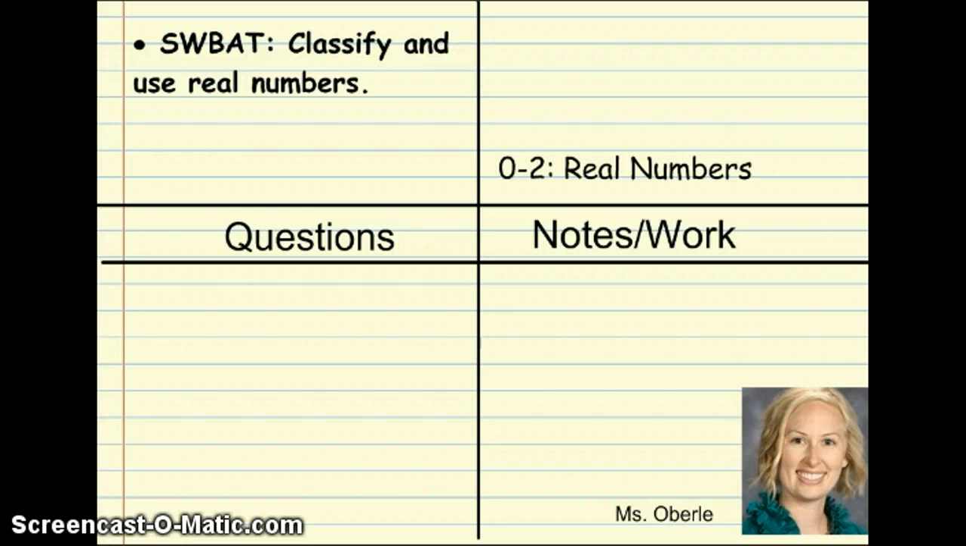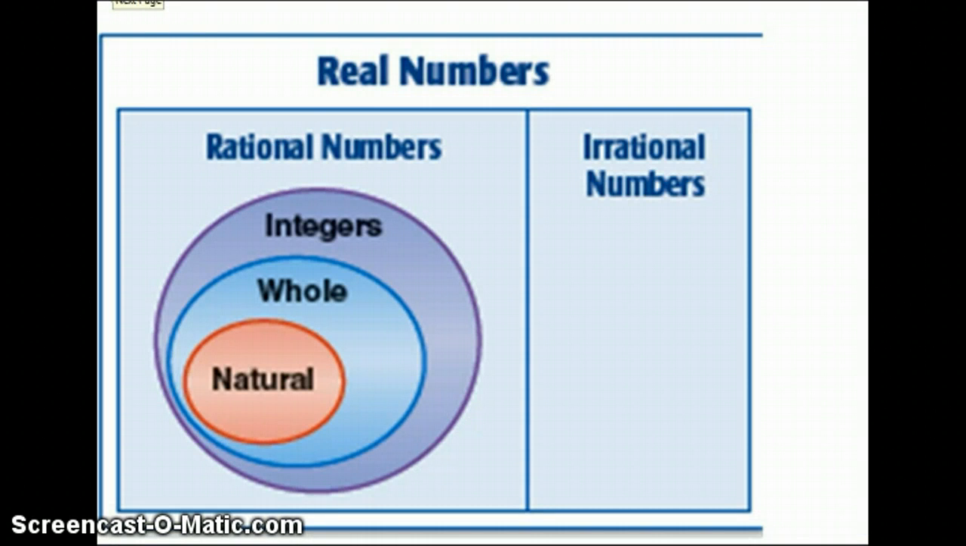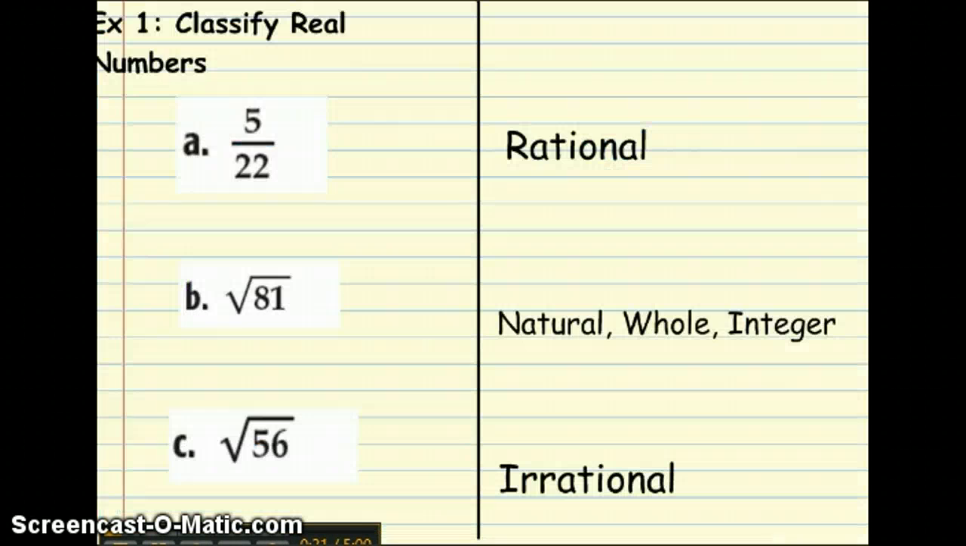Your job by the end of this lesson is to classify and use real numbers. And you should remember from the first video that you watched that real numbers can be classified in two categories. They're either rational or irrational. And rational numbers can be classified as integers, and some integers are also whole numbers, and some whole numbers are also natural numbers.